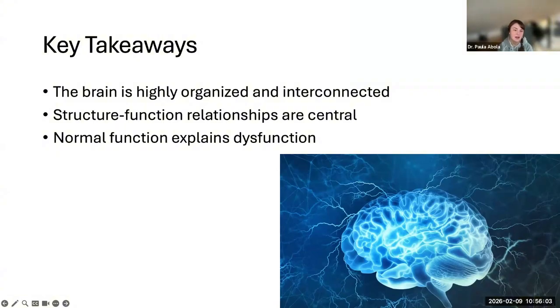And the key takeaways from today's class, which is over actually quite quickly. Understanding normal brain organization is essential before we can meaningfully understand pathology. In neuropsychology, deficits and disorders are always interpreted in relation to typical structure and function. Without a clear sense of how the brain operates under normal conditions, it becomes difficult to recognize what has changed, what is impaired, and what remains intact. This is why a solid foundation in brain anatomy and function is a prerequisite for studying neurological and psychiatric conditions.